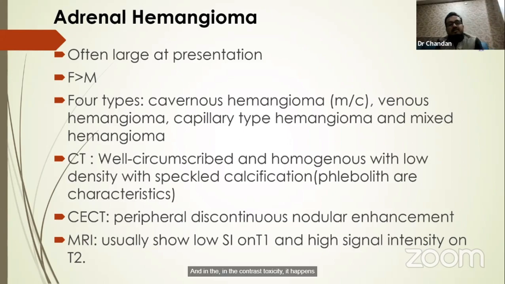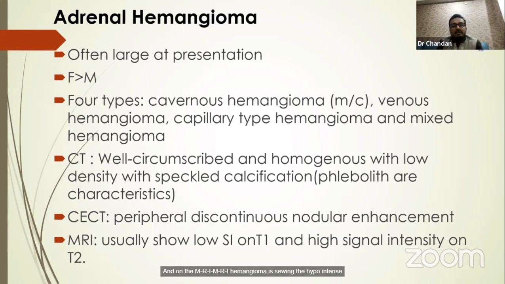In the contrast-enhanced CT, it appears as a peripheral discontinuous nodular enhancement, which is classical for hemangioma. But hemangioma can also show a different type of enhancement, not nodular. It shows peripheral enhancement in certain blood pools in the arterial phase, which progressively fills the whole lesion. So this is the case of the adrenal hemangioma.